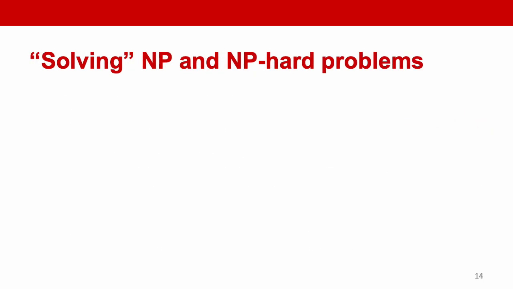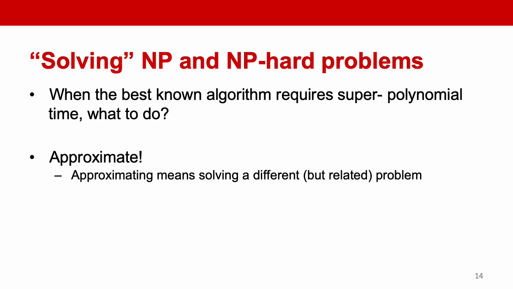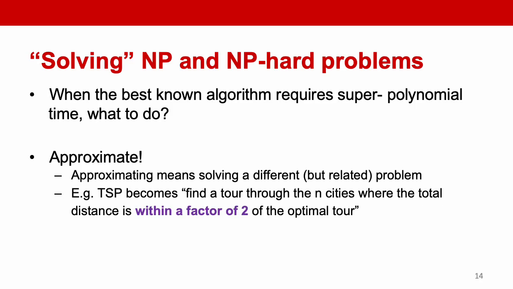So let's get back to solving NP and NP hard problems in general. If the best known algorithm requires more than polynomial time, what do we do? We're just going to approximate. Approximating means solving a different but related problem. And so, for example, the TSP problem might say find the tour, and it doesn't have to be the shortest one, but it's at most 2 times the shortest one long.